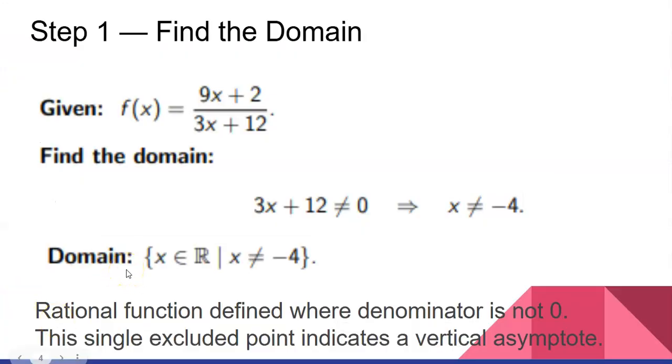Alright, so now we're going to find the domain. The first step in the graphing task is to find the domain. To find the domain of a rational function, we simply identify the value of x that would make the denominator equal to 0. So we have 3x plus 12 not equal to 0. By simple algebra, we obtain that x is not equal to -4. Hence, the domain is the set of all real numbers such that x is not equal to -4. A rational function is defined if and only if the denominator is not equal to 0. So this single excluded point indicates a vertical asymptote.